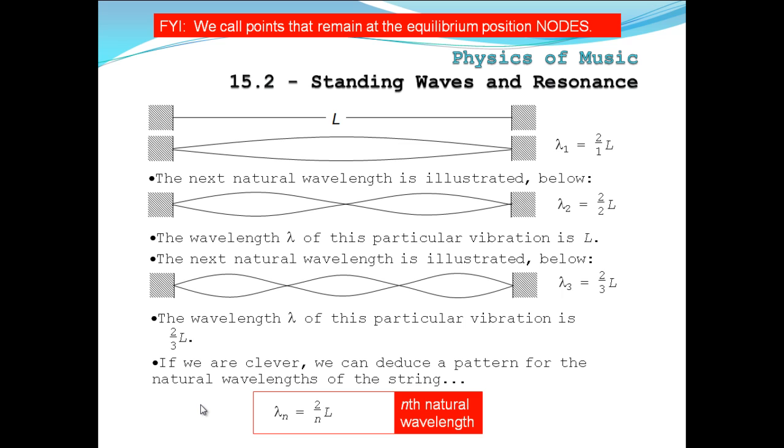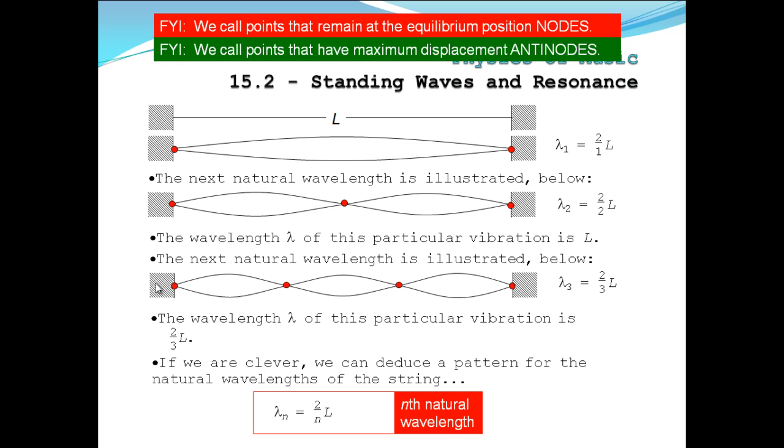So we call the points that remain at the equilibrium position nodes. We already knew this. Node. They're everywhere. All these red dots are nodes. We call the points that have maximum displacement antinodes.